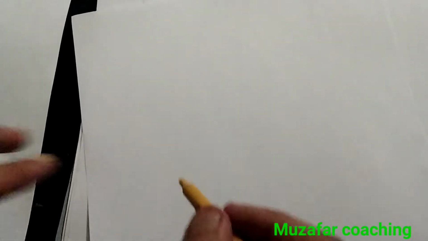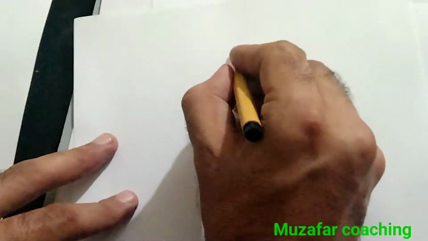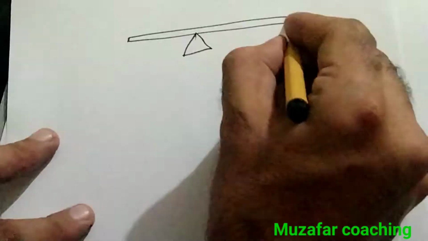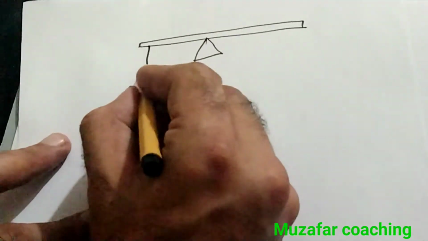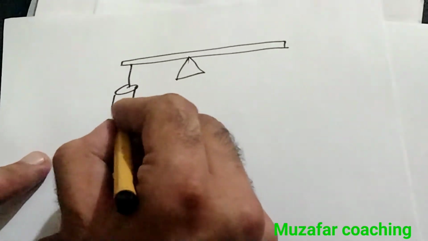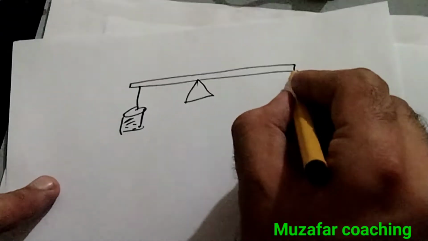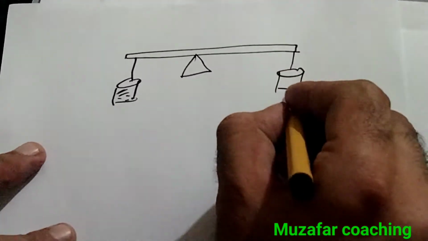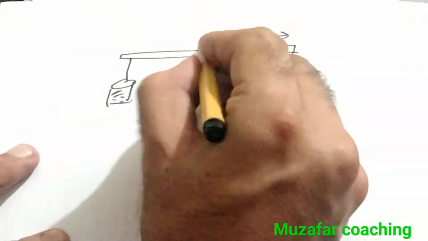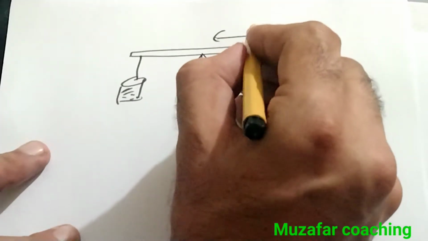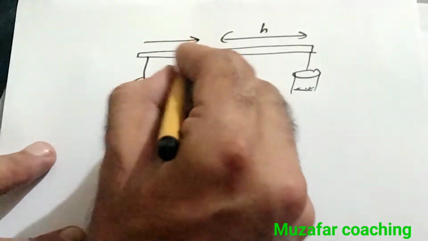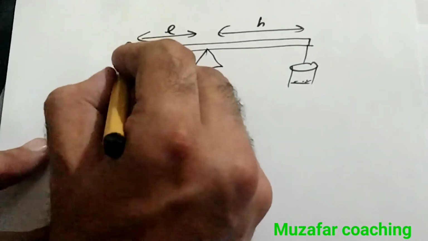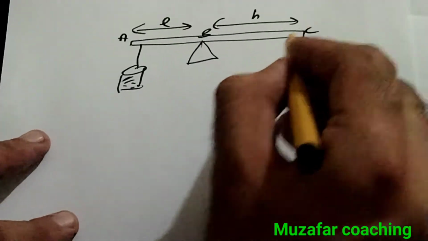We can make the diagram like this one. For example, this is a lever, and over here some weight is lifted, and over here, this is called the effort arm, which is denoted by H, and this is called the weight arm, which is denoted by L, and we can also name the points A, B, C.